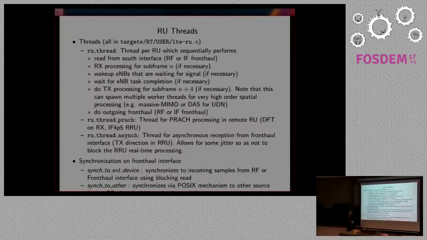We have another thread that's there just for the random access channel by itself, because that's a completely independent thing. And then there's also one other thread which is there when you receive on the frontal interface. So for instance, if you're in a radio unit, the signal you receive from the frontal interface is what you use to transmit. Now, if you're on an Ethernet network, there's a lot of jitter on an Ethernet network. It's not a real-time thing. It could be real-time, but if it's very long distances, there is a significant amount of jitter. So you need some sort of an asynchronous process to handle that. That's why there's that kind of a thread.